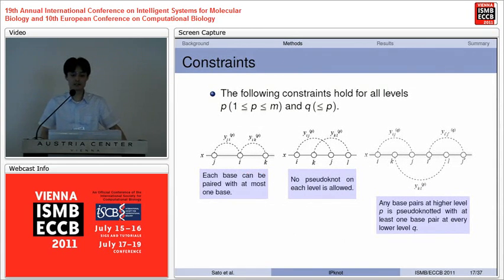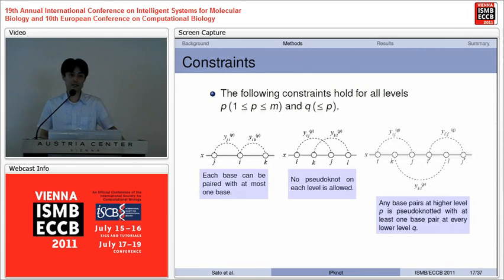To satisfy the consistency of RNA secondary structure for the solution, the following constraints must be held for all decomposition levels. The first, each base can be paired with at most one base. Second, no pseudoknot on each level is allowed because we assume that secondary structure is decomposed into pseudoknot-free substructures. And last constraint ensures the uniqueness of decomposition of predicted secondary structure.